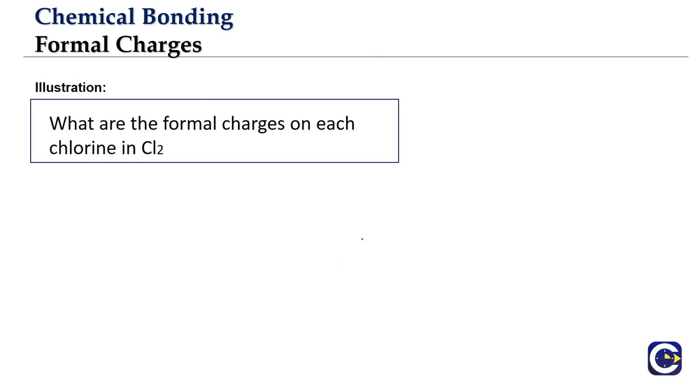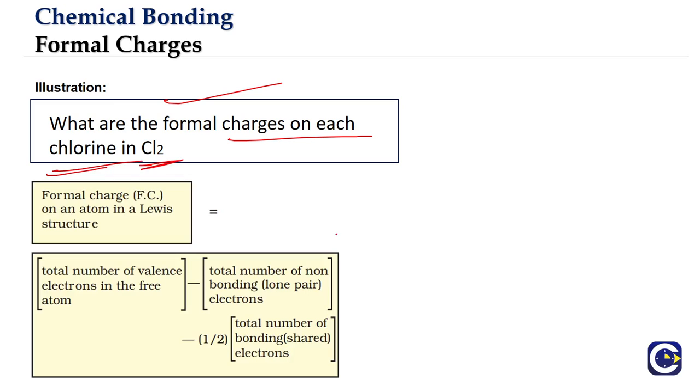We look at one more example. What are the formal charges of each chlorine in Cl2? Again we will go to the formula. What is the formal charge formula? Number of valence electrons of that particular atom in the free state. Here they are asking to do it for both the chlorines in Cl2. We always get the formal charge from the Lewis diagram. After forming one bond, both the chlorines achieve octet. They are symmetric, so we can just calculate the formal charge on one chlorine. They are identical, so the other one will also have the same formal charge.